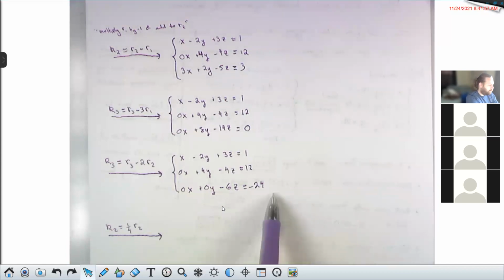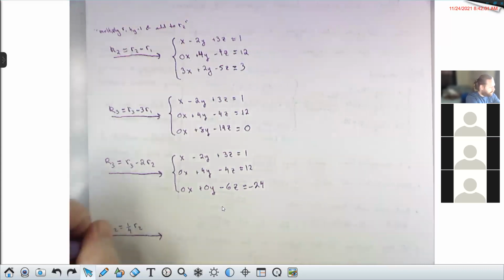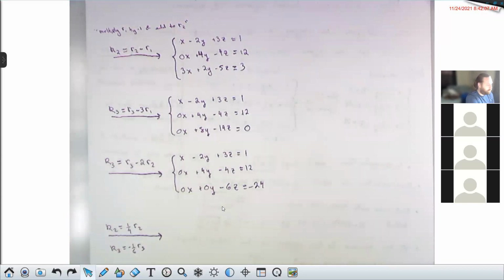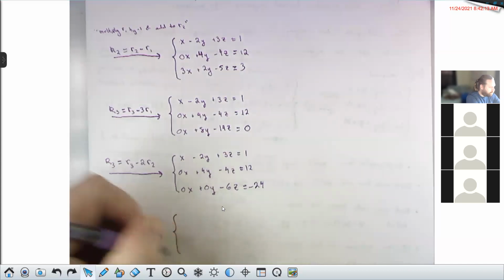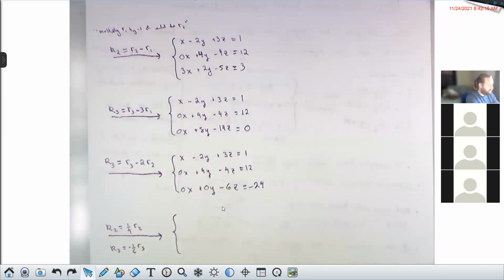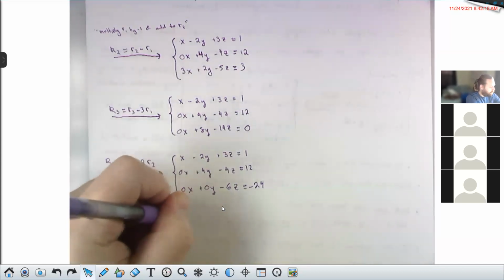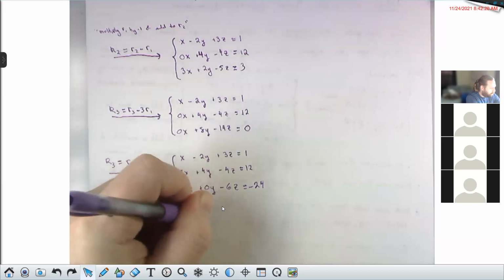Also, in row 3, everything is divisible by 6, even negative 6. So I'll say my new row 3 is negative 1/6 old row 3. So I'm going to divide through row 2 by 4. I'm going to divide through row 3 by negative 6. I'm already in triangular form, but that will get me this maximally clean triangular form, which is easier to back sub into.